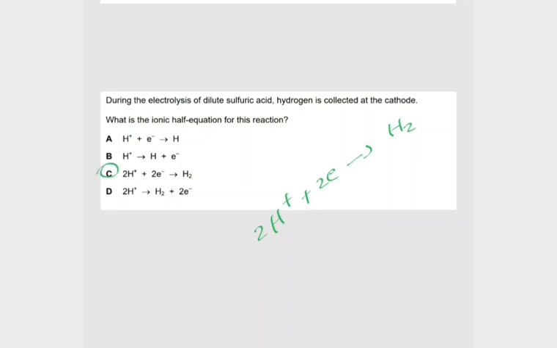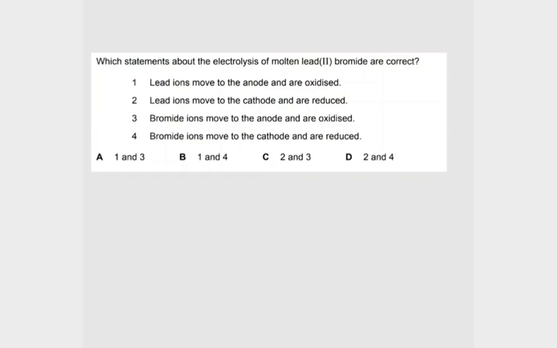So C is the answer. Which statements about the electrolysis of molten lead bromide are correct? In lead bromide, we are looking at Pb2+ and Br- ions. Since Pb2+ ions are positive, they will move to the negative electrode, which is the cathode, and Br- ions are negative, so they will move to the anode.